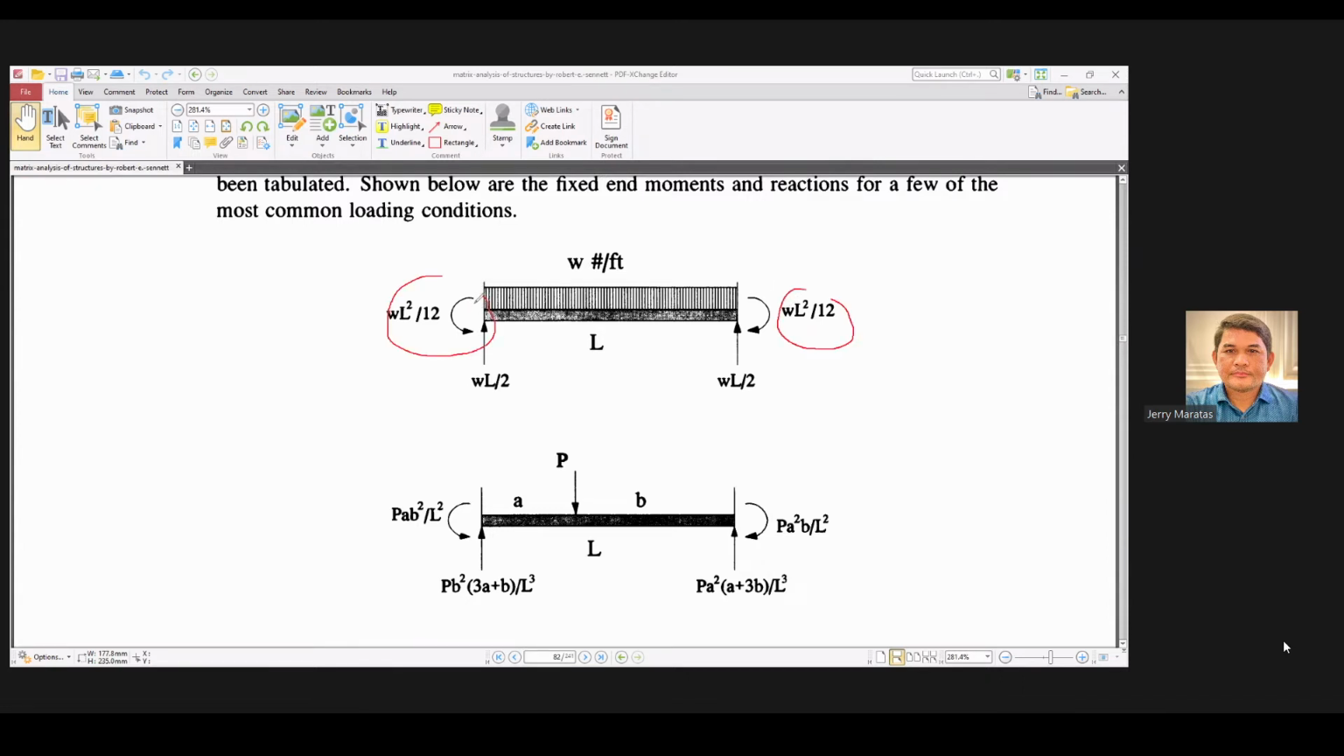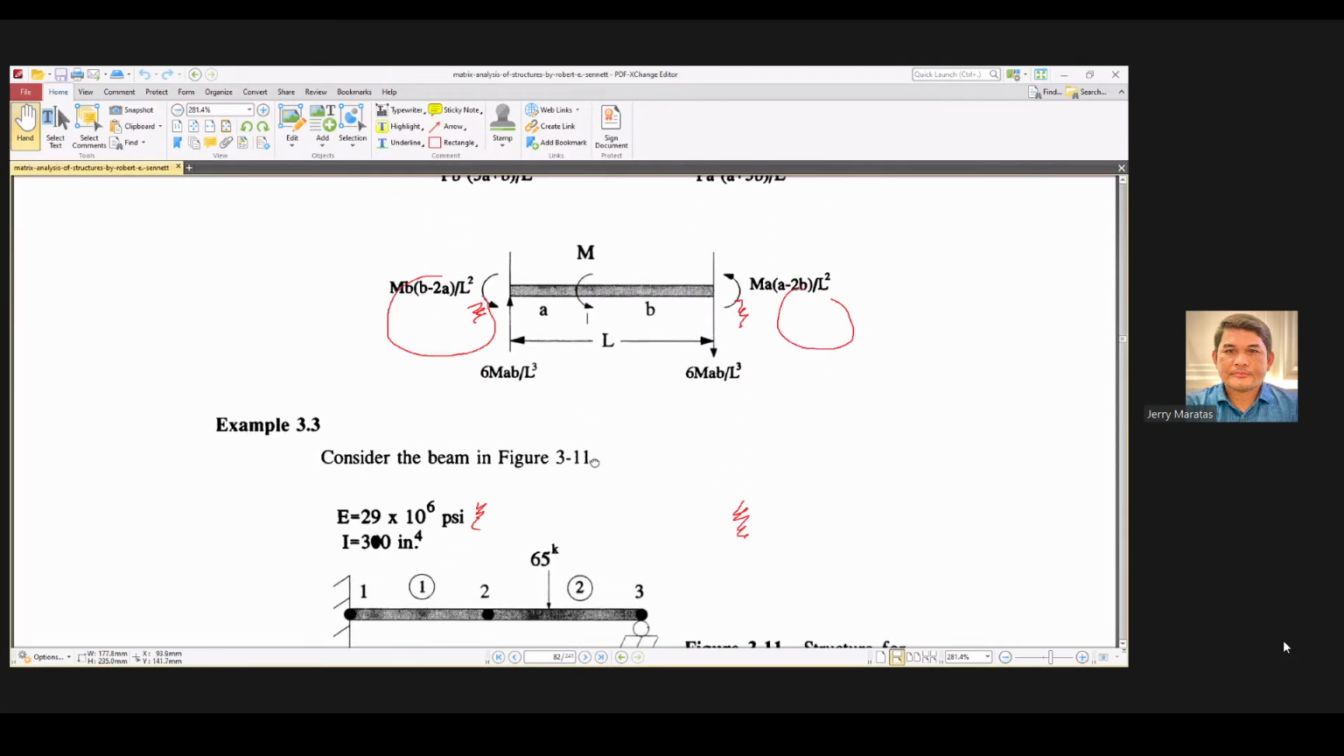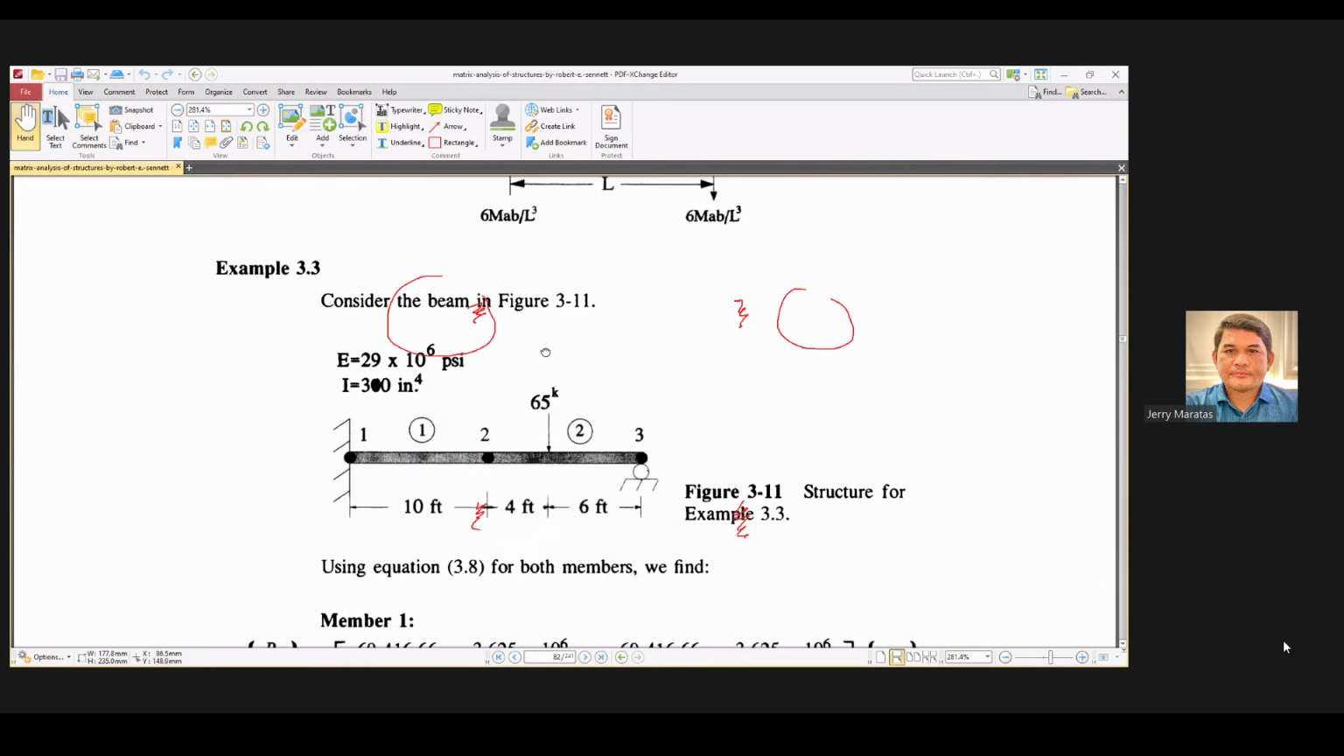WL squared over 12, these are fixed end moments. Okay, AB squared over L squared. We have this also in the theory of structures, so maybe you can just memorize this. But that's only for those types of loads. If your load is triangular or rectangular, you have no choice, but you have to analyze it as it is.